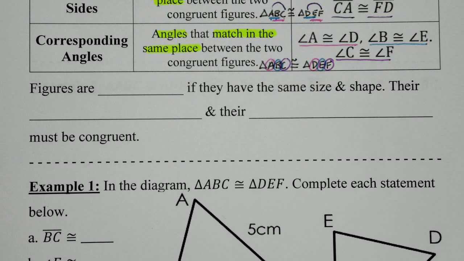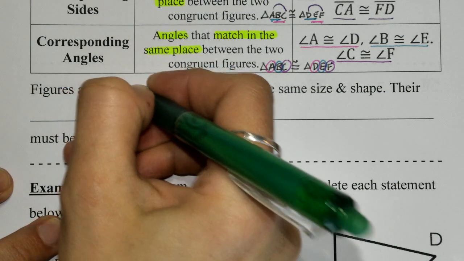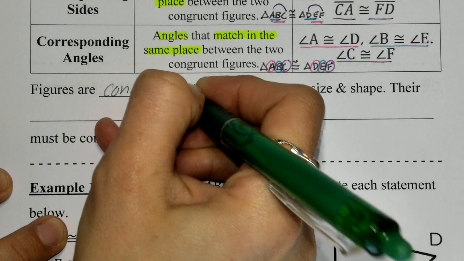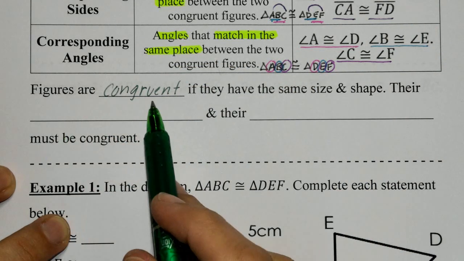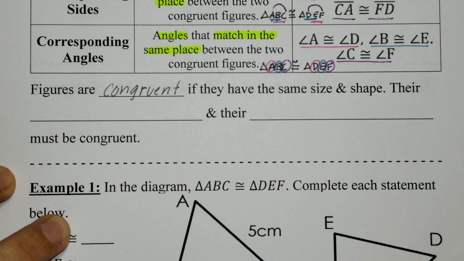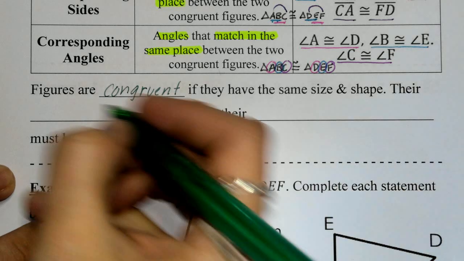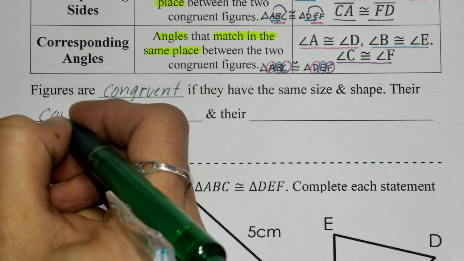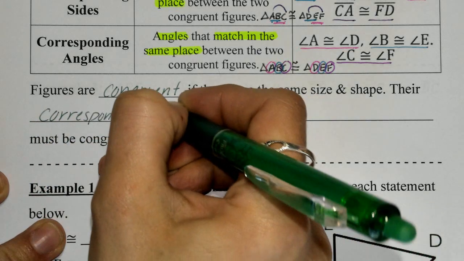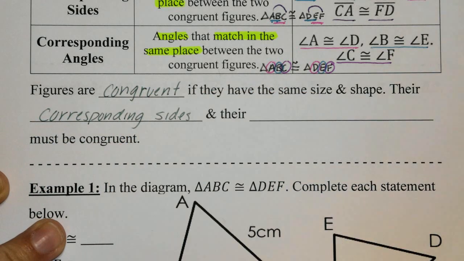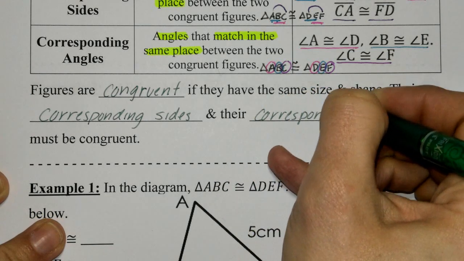Okay? So now let's talk a little bit more. We'll fill in some blanks. Figures are congruent. If you want to listen first and then pause it and write it in, you may want to. Figures are congruent if they have the same size and shape. We already talked about that. Also, their corresponding sides and their corresponding angles must be congruent.